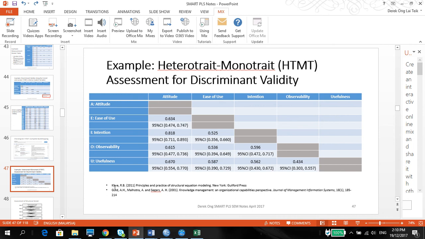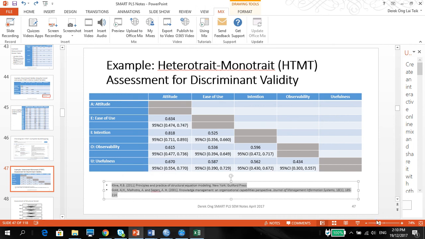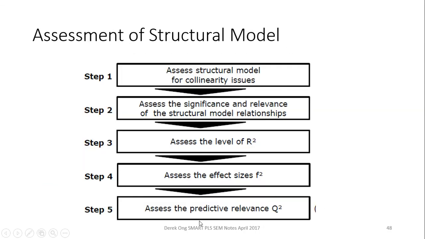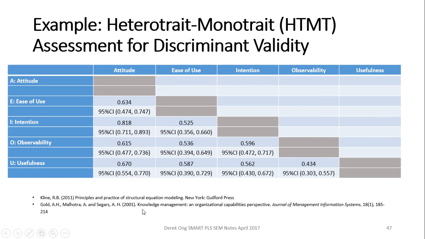You can put in some information here from, sorry, Klein and Gold. These were the two that we wanted to mention. The CI is optional. You don't have to do the CI because it is not needed in these, right? But doing the heterotrait-monotrait is very important for discriminant validity.